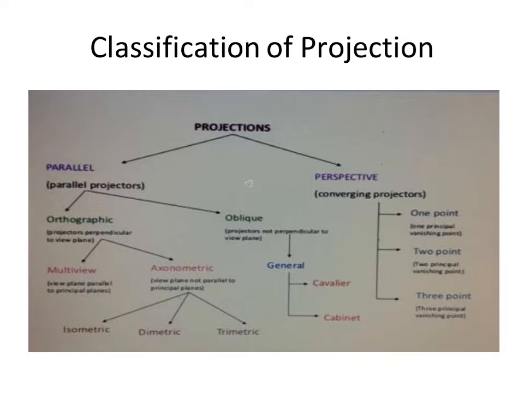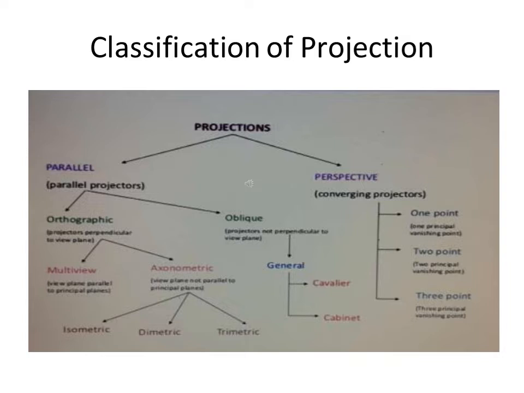These projections are divided into two parts, the parallel projection and the perspective projection. The perspective projection is also known as the converging projectors. Parallel projectors are also divided into two parts, the orthographic and the oblique. The perspective is divided into three parts, the 1 point, 2 point and 3 point.